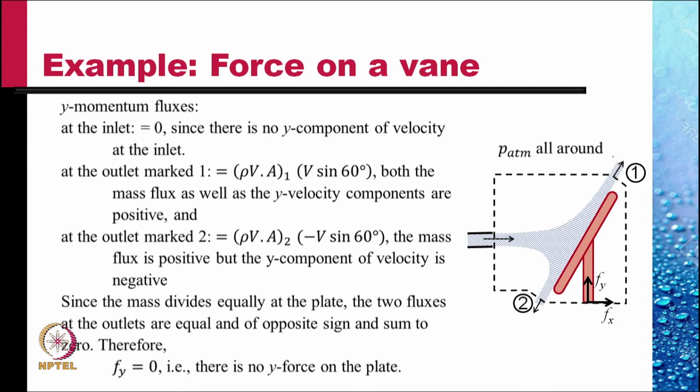As we can see clearly, the two effluxes have equal magnitude but opposite sign, so they cancel out. So the net efflux across the whole of the control surface is 0, and so the net external force Fy is 0. There would be no force in the vertical direction due to this jet of water playing on this vane.